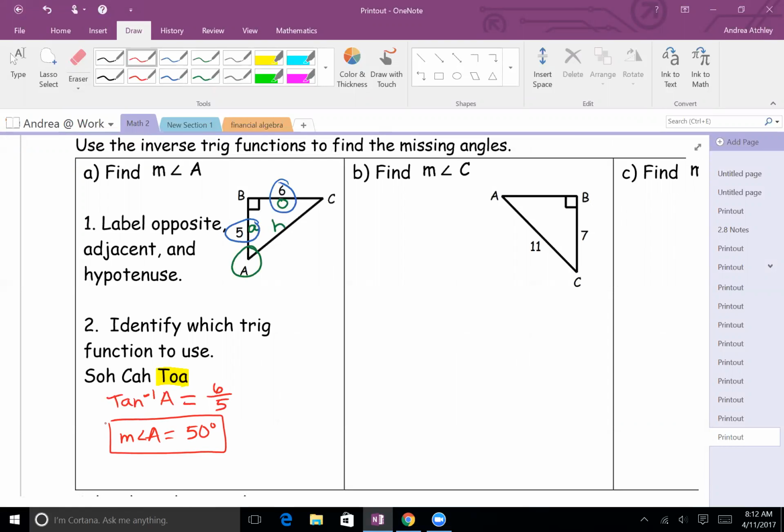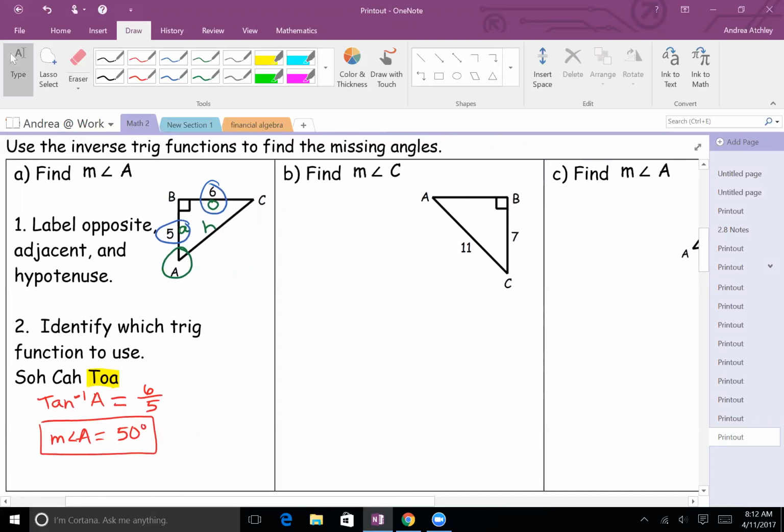You hit that trig button on that calculator and you should see the inverse sine. And it should already be in degrees. I don't think they're in radians right now. They're in degrees. Anyone unable to get 50 degrees as an answer? We're all good? Okay, next one. We're going to do the same thing. We're going to label the opposite, the adjacent, and the hypotenuse. We want angle C this time, so circle it.